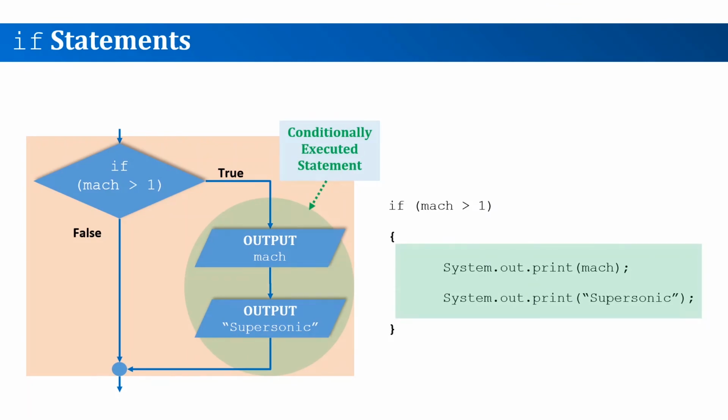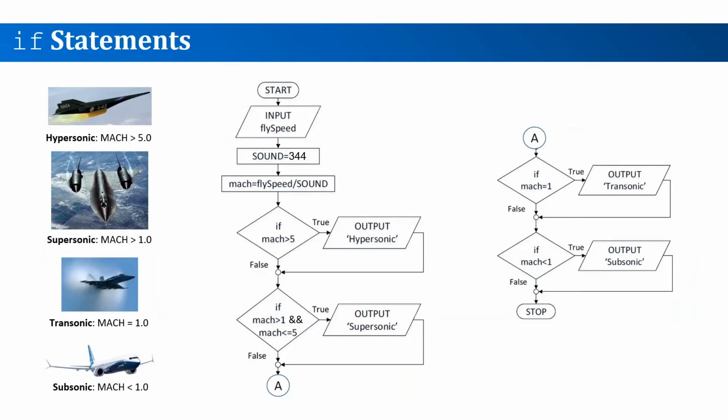As we will see in the following demo, we can now classify an aircraft to be hypersonic, supersonic, transonic, or subsonic. All we need to do is to stack a few if statements with each if statement checking the condition for each type. This type of representation is called stacked if structures.